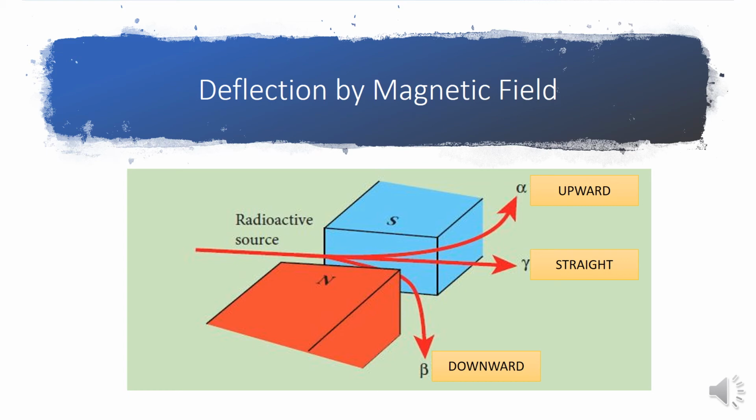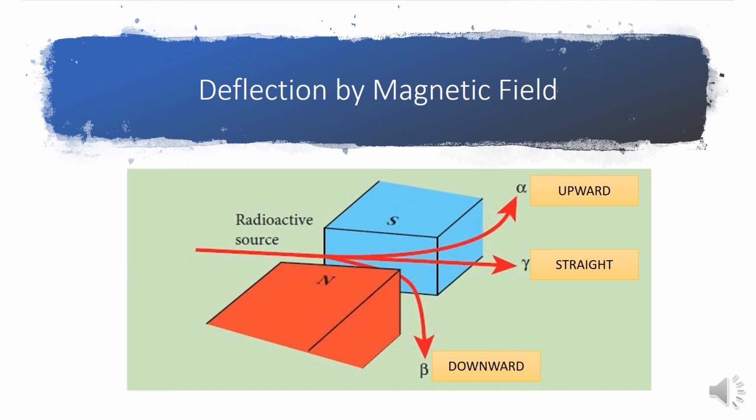Lastly, our last characteristic is deflection by magnetic field. When passing through a horizontal magnetic field, alpha radiation is deflected upward due to its positive charge. Beta radiation is deflected downward due to its negative charge. And gamma ray again is not deflected because it is neutral.